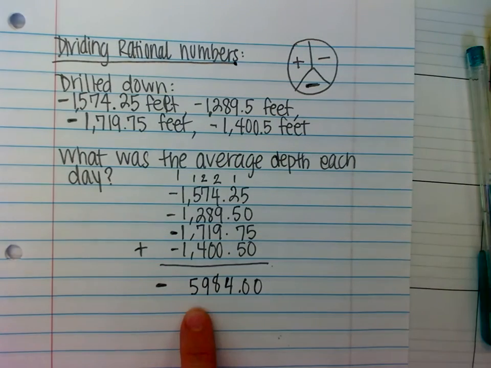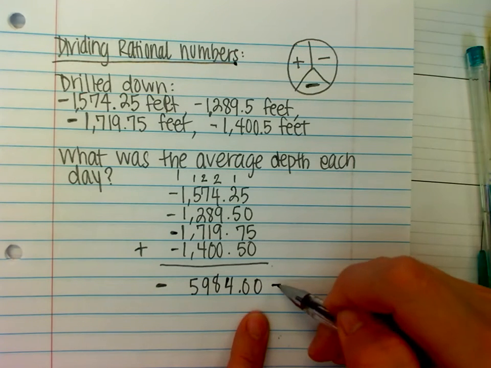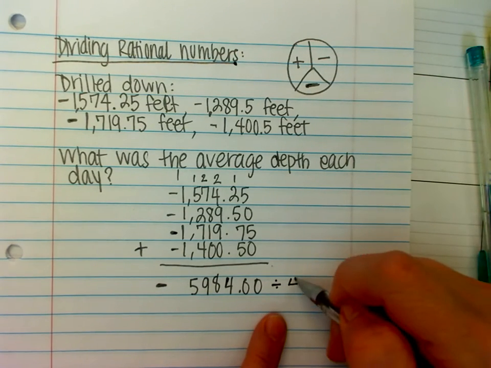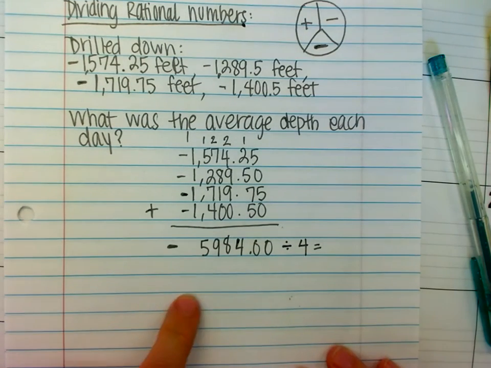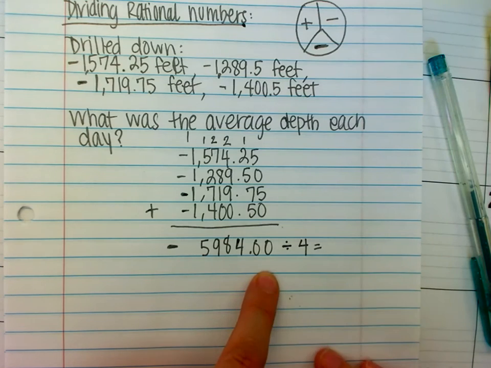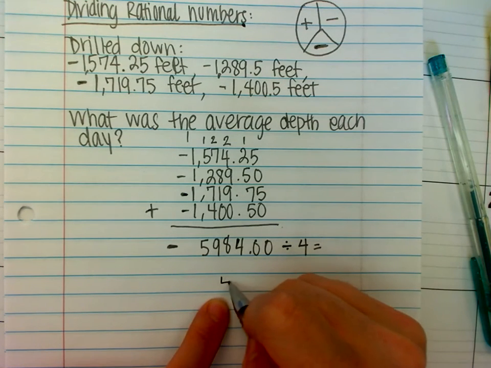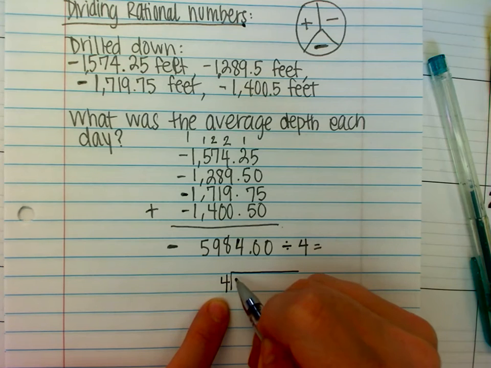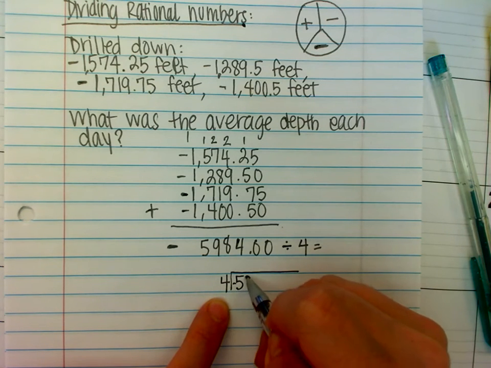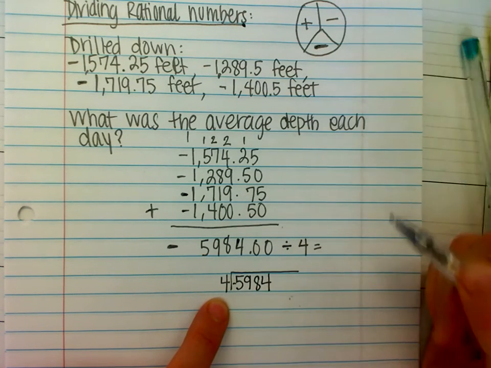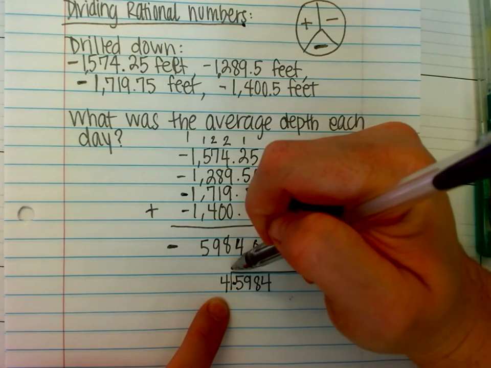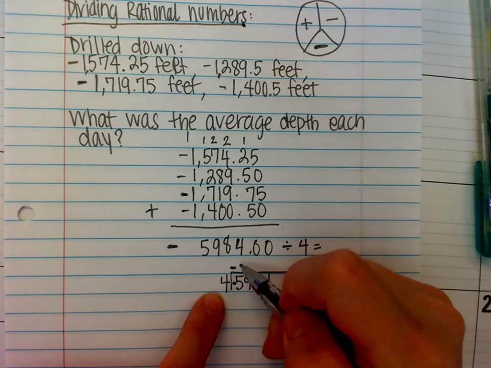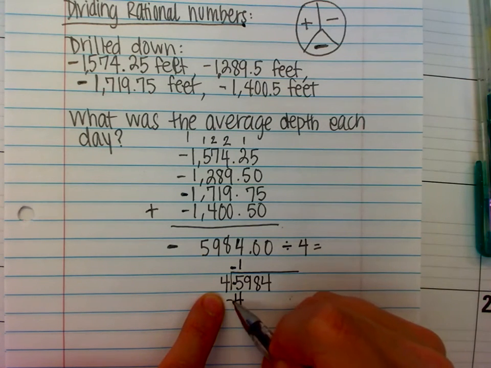I get a sum of negative 5,984, and then we're going to divide this by 4. Dividing decimals or whole numbers is no different than dividing fractions. Remember Mr. Dozy, if we have a negative and a positive, we're going to get a negative quotient, and you divide as usual.